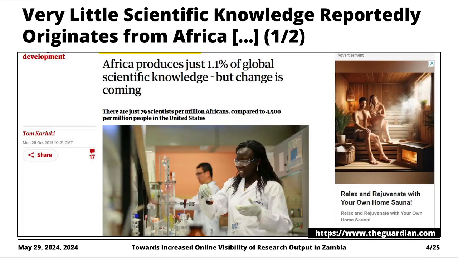There's a lot that has been written in regards to research visibility in Africa. I know this article is quite old. This is from 2015, but I think most of it is still true, right? Reportedly, there was this article in the Guardian which indicated that Africa only produces about 1.1% of the global scientific knowledge. It's really, really bad, right? Especially if you compare this with the proportion of Africa's population relative to the entire world.